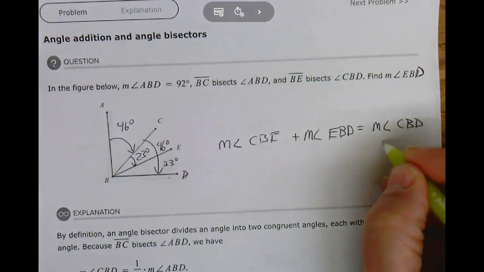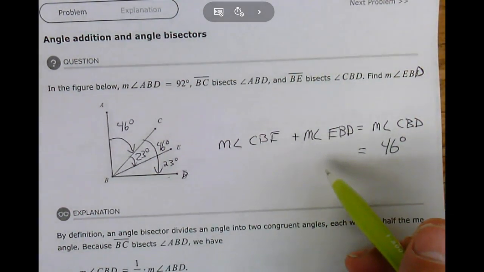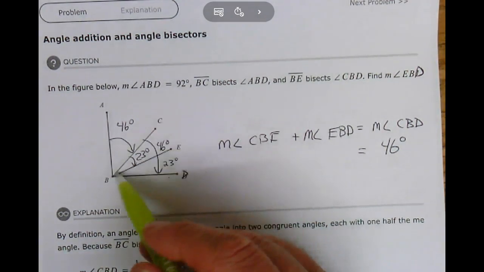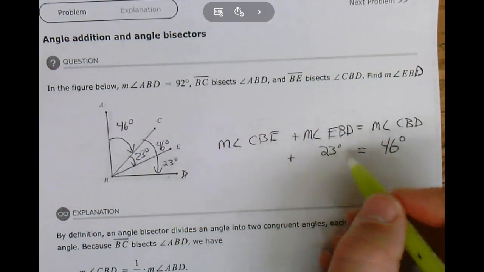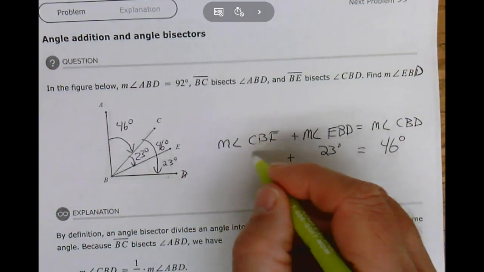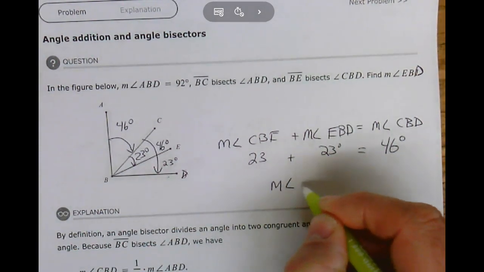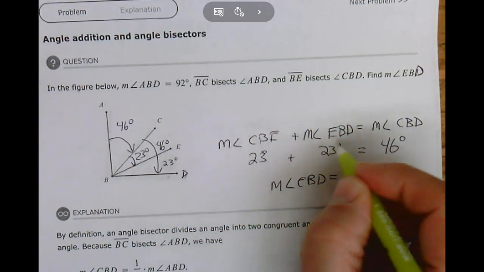So we want to start and say the whole thing's equal to 46 degrees. And then we would know that these are cut in half, right? And if we figure out one of the angles, 23 degrees, we would know this angle has to be equal to the same 23 degrees. And that would give us the measure of angle EBD is equal to 23 degrees. That's kind of how you do it.